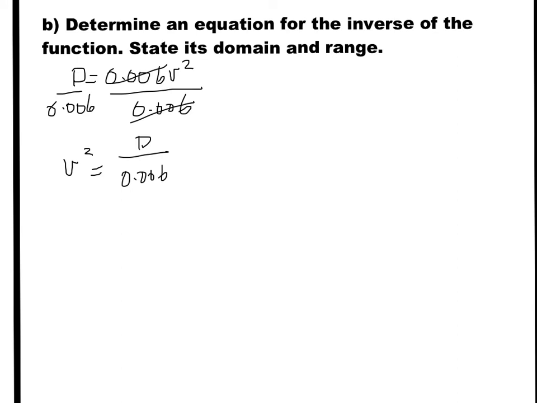We take the square root of both sides, we get V is the square root of D divided by 0.006. Now, you may wonder why we didn't say plus or minus, because we already know that the velocity or the speed cannot be a negative number. So we can only accept the positive root of the square root.